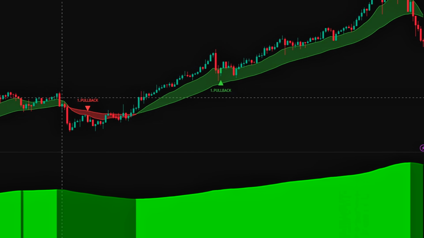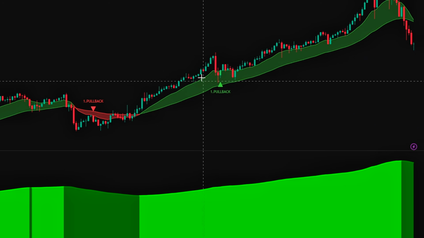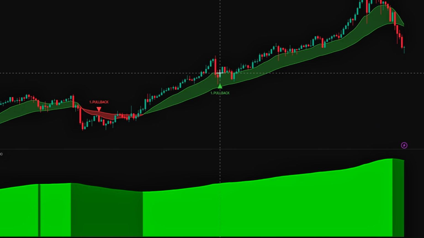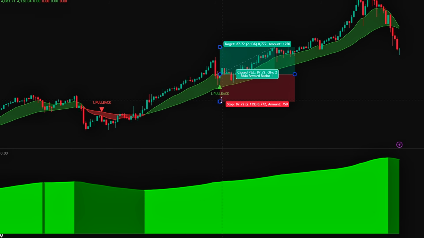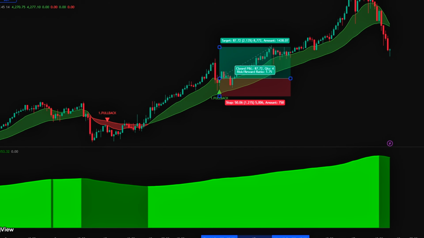Every trader dreams of entering trades at the perfect moment, right after a clean breakout, during the safest pullback, and in full alignment with market momentum. But most traders rush in too early, chasing moves instead of letting them develop.